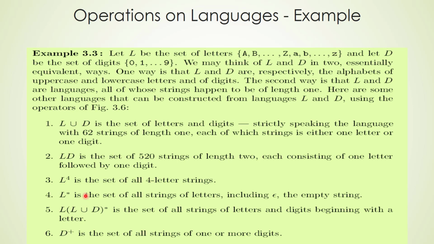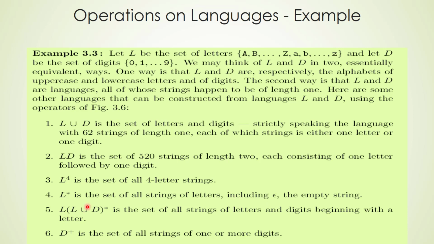L^4 is the set of all 4-letter strings. L star is the set of strings of letters including epsilon, the empty string. So L star means the set of all possible strings that we can generate from L. So that is another language. Similarly, L^4 is another language which contains a different set of strings. Also L star contains the empty string epsilon.